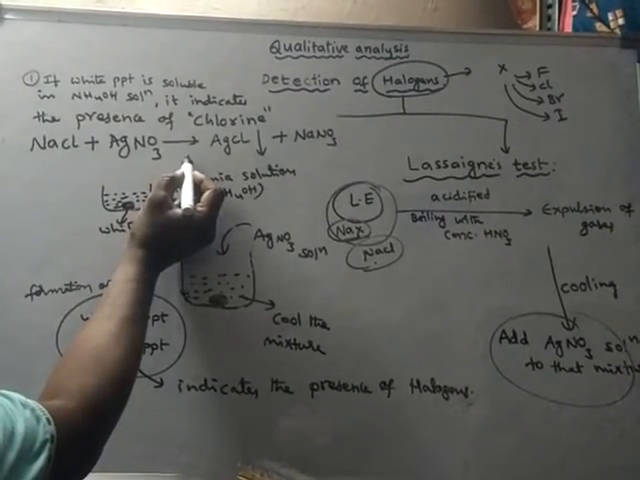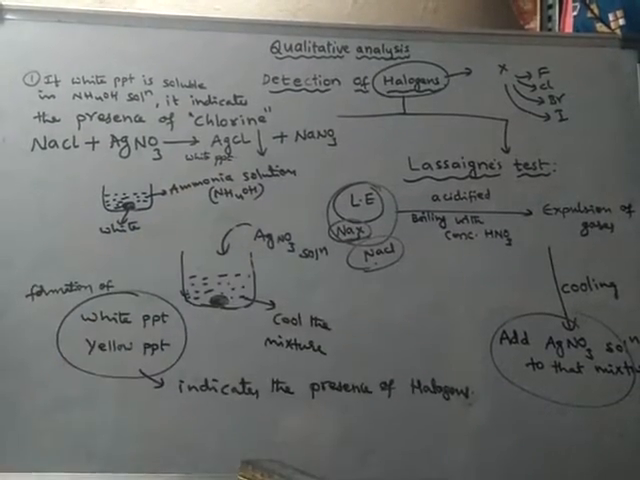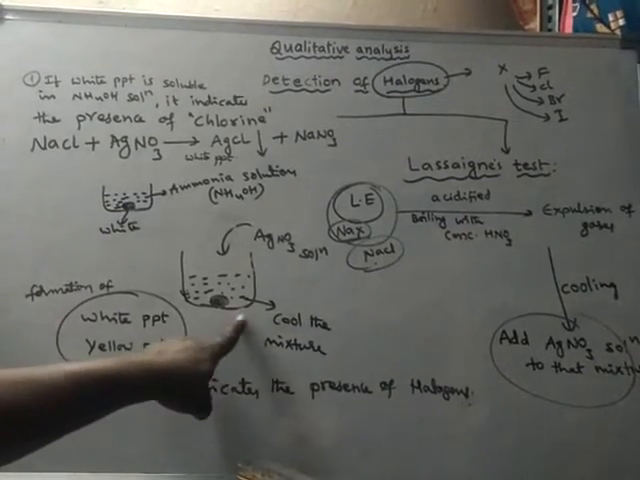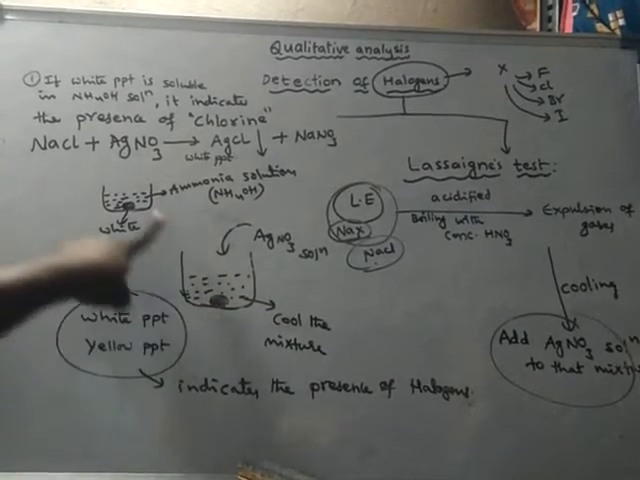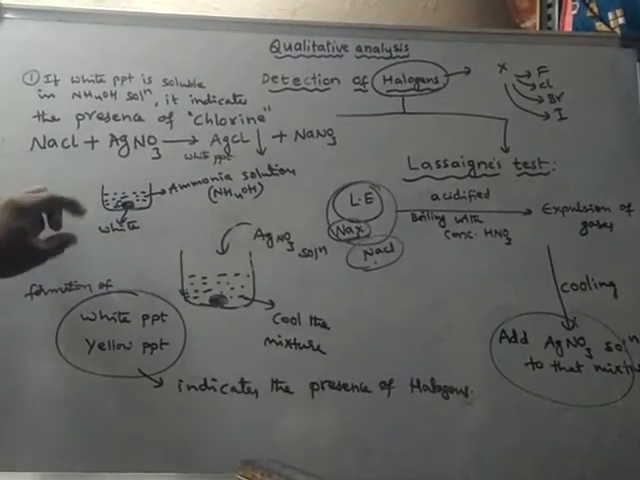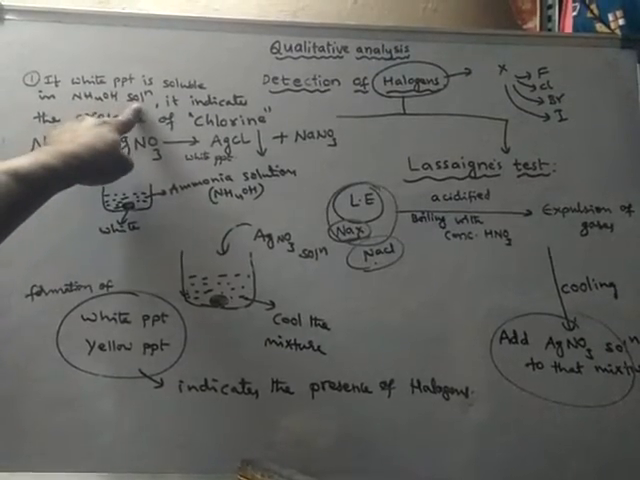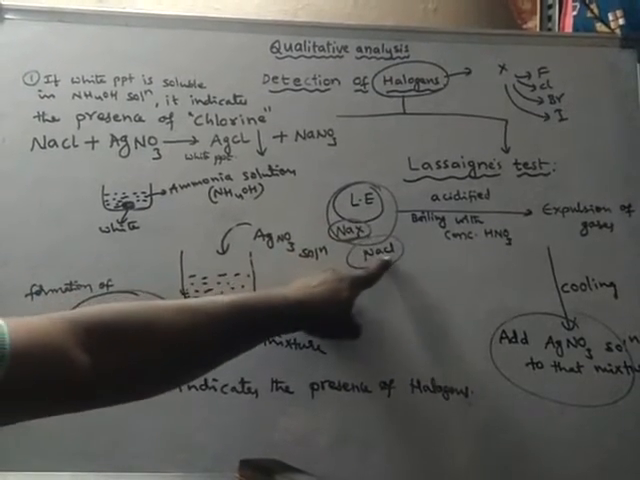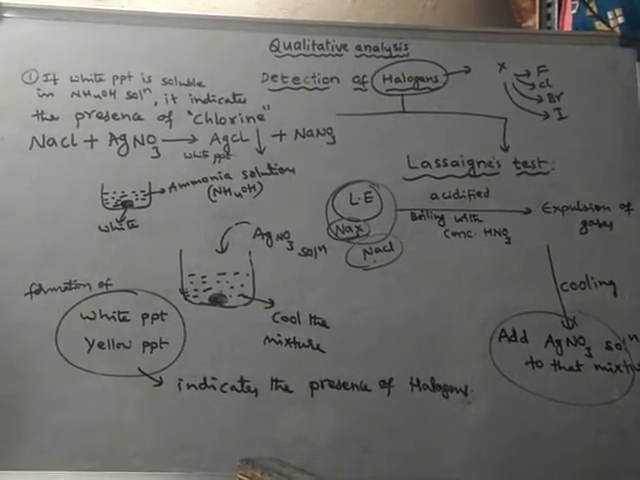So it's a white colored precipitate, white PPT. Whenever a white precipitate is formed in this mixture upon addition of silver nitrate, and this white precipitate is kept in ammonia solution or ammonium hydroxide solution, what happens? If this white precipitate dissolves, if it is soluble in ammonium hydroxide solution, it indicates the presence of chlorine. That means this halogen is nothing but chlorine. That means that organic compound is said to be having chlorine.